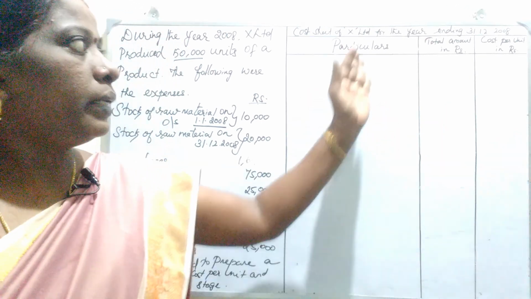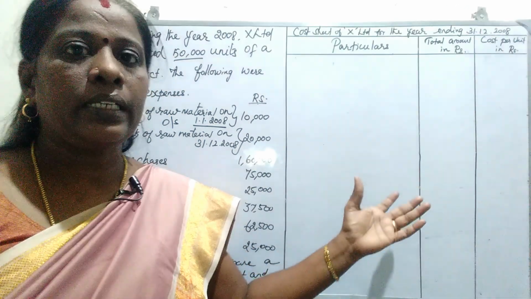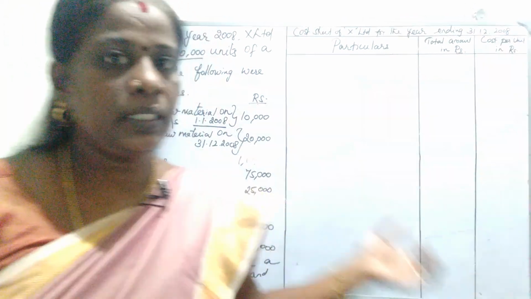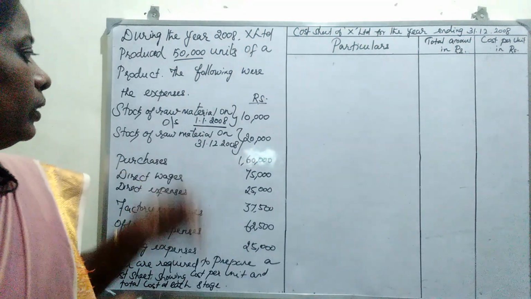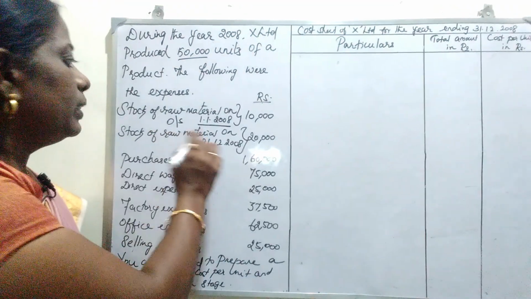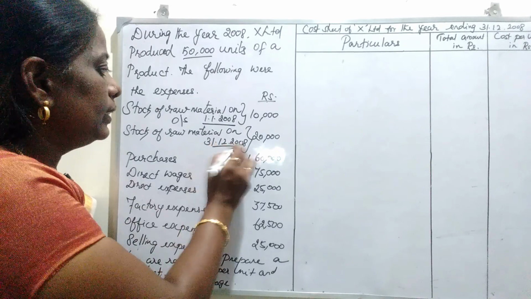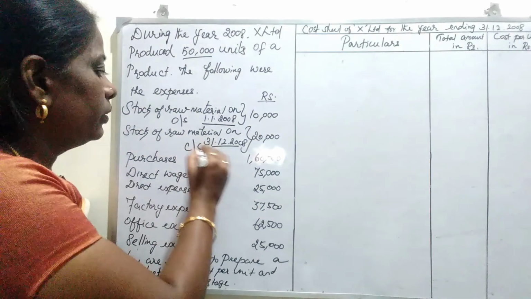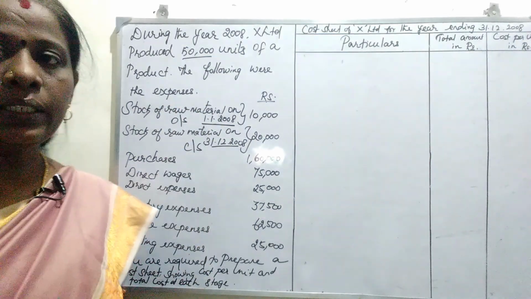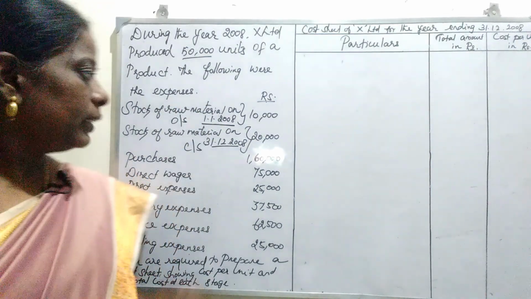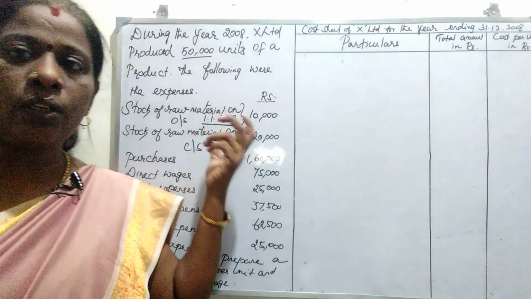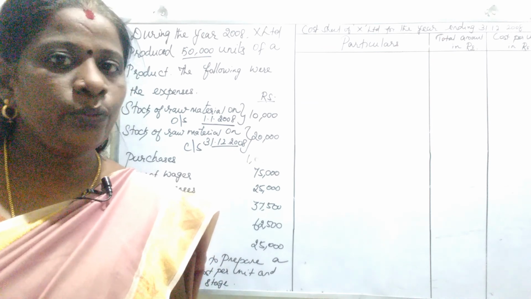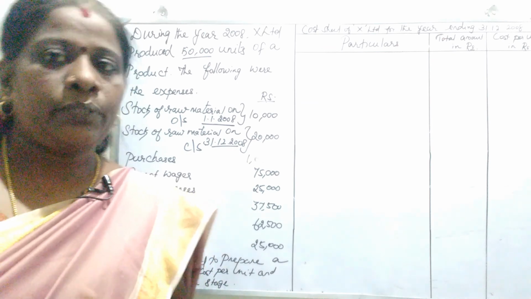For the particular 1 year period, we have to find what expenses occurred and the cost per unit for each expense. The second one is stock of raw material on 31st/12/2008. This is the last date, so this is considered as closing stock. I already said about the opening stock and closing stock. Opening stock is the closing stock of the previous year. It is taken to the current year and it is used for the production process.